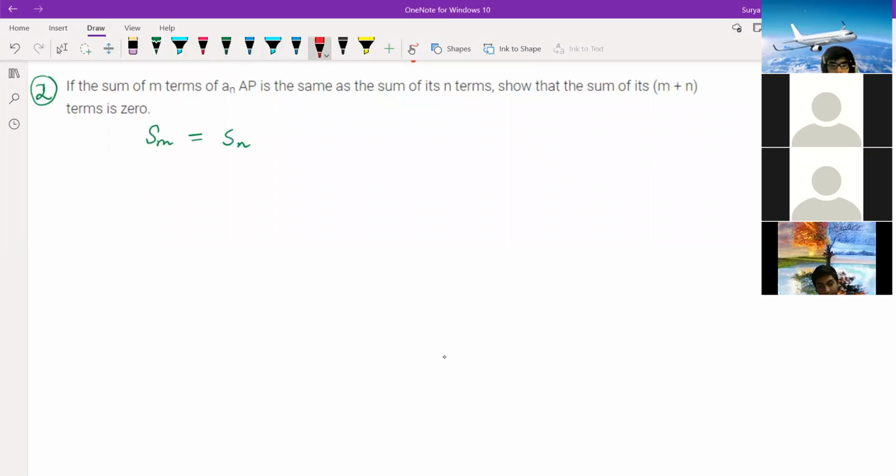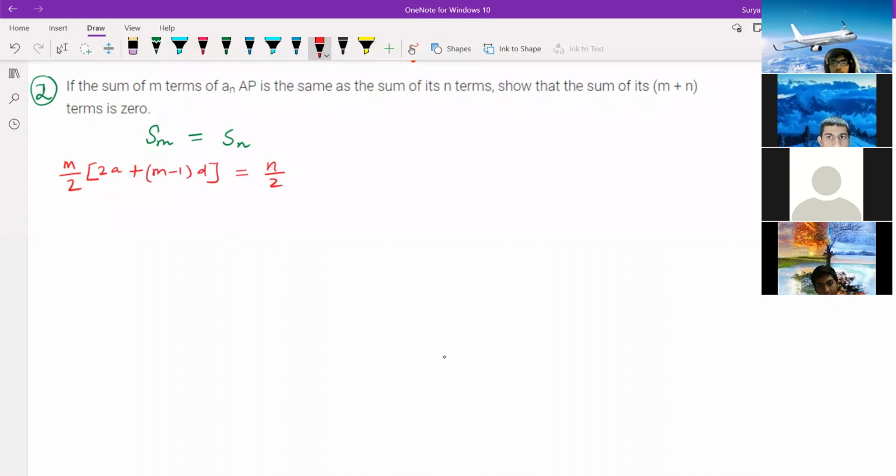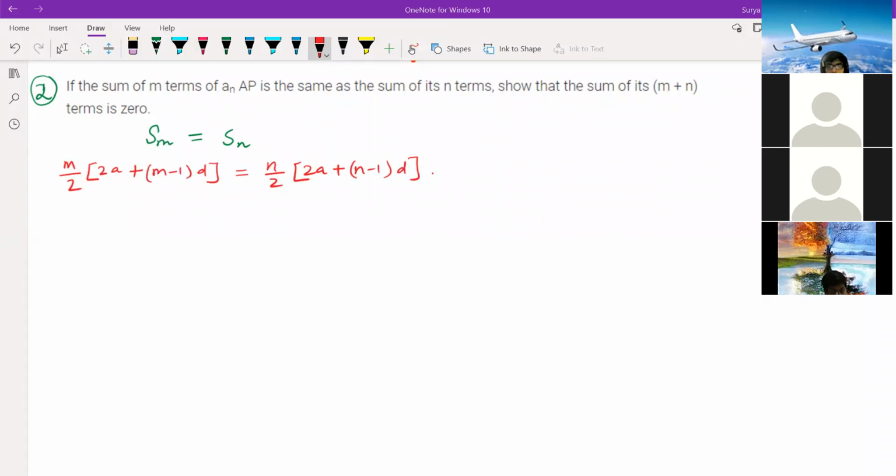So what we can write here: Sm formula is m by 2 into 2a plus m minus 1 into d, is equal to n by 2 into 2a plus n minus 1 into d. Till here it's clear to everyone? This we can write. Yes, sir. Now we can cancel 2 and 2 on both sides, right? 2 and 2 will get cancelled.